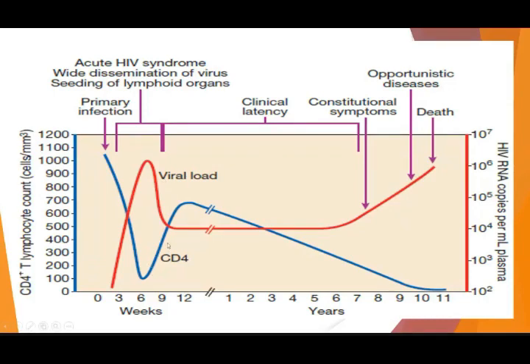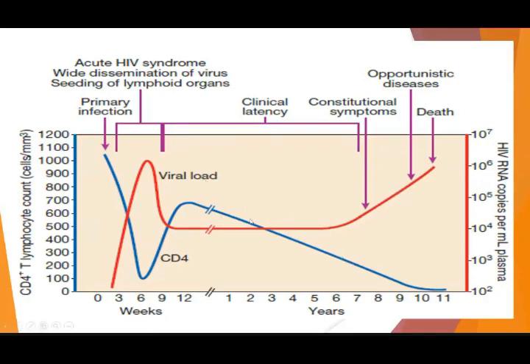After that, there will be production of the antibodies, so that there will be a battle between the virus and the immune response. So this is here the clinical latency. The body tries to suppress the viral replication. But after that, the immune response will be depleted and exhausted due to production of the virus.